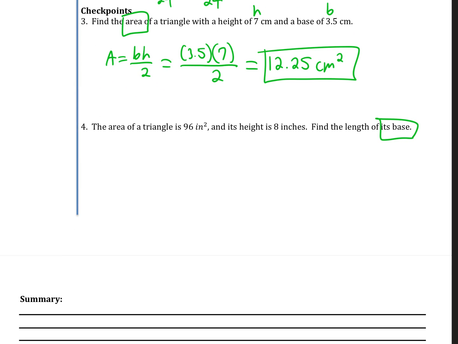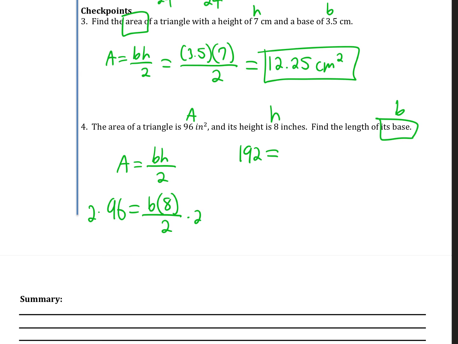All right, last one's a little bit trickier. The area we know, which is 96. We know the height is 8. We're looking for the base. So, A equals base times height over 2. We know the area is 96, so we're going to do 96 equals the base we don't know. I'm going to put b for base. We know the height is 8, all over 2. Now how do we solve for the base? We need to multiply by 2 on both sides. So we have 96 times 2 is 192, equals 8b. Divide by 8, and the base is going to be equal to 24 inches.